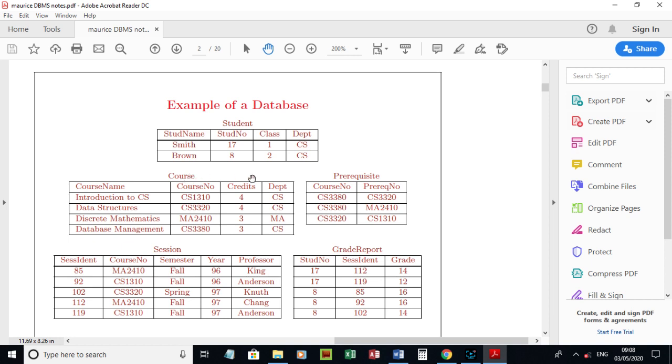But remember, for your entity from the ER diagram, it must have a schema called course name, another schema called course number, another schema called credit, another schema called department. Okay? It has an entity called prerequisite. It has a schema called course number and the prerequisite number. Okay? A sub-schema is not data. It is metadata. Okay? Data about data.